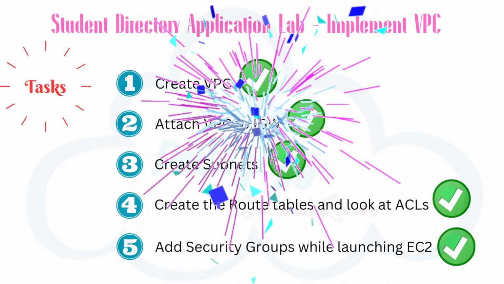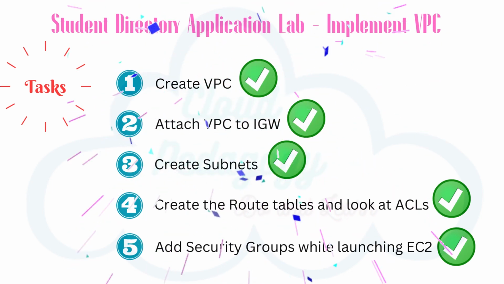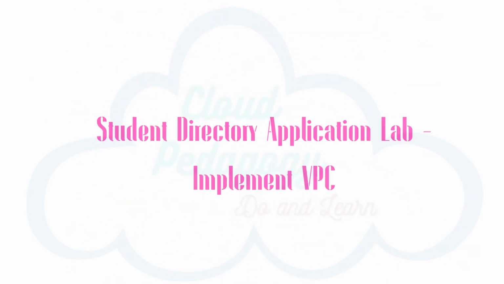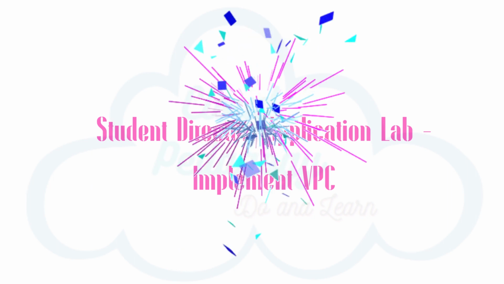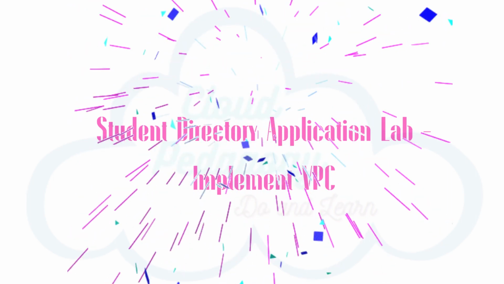To prevent future cost, obviously you will now stop the instance. Choose Instance State and click on Stop Instance. Click Stop. The instance state will eventually go into the stopped state. Congratulations! You have created a customized VPC for your student directory application.